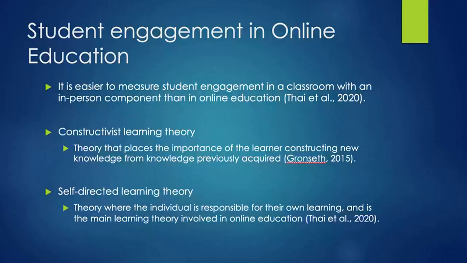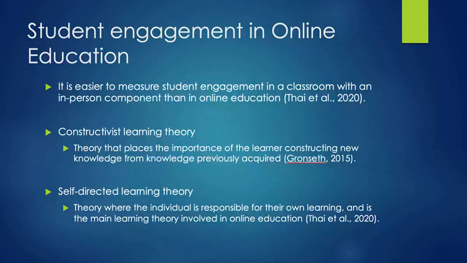Now, it is easier to measure student engagement in a classroom with an in-person component, such as a traditional seated classroom or the hybrid or flipped classrooms. But the online classroom provides a unique and interesting difficulty for educators because they are separate from the students. Now, the main learning theories involved with the educational process really stress the importance of student engagement in any type of learning environment.